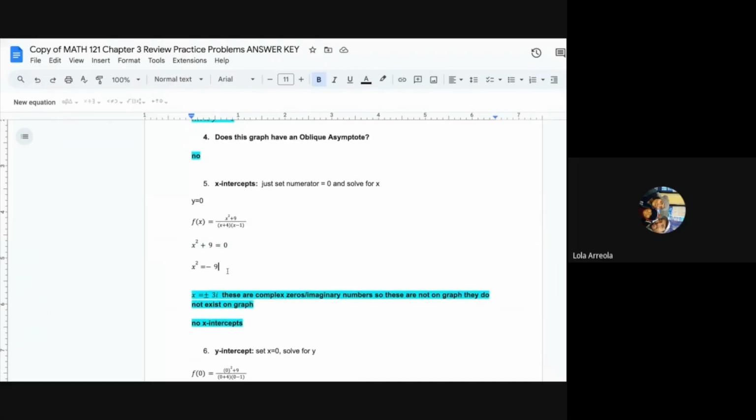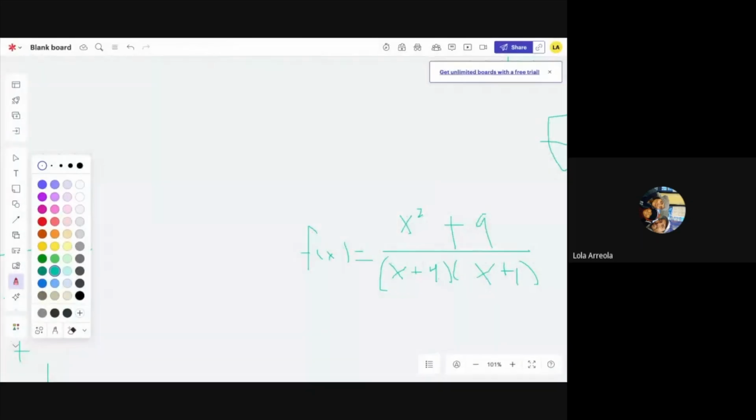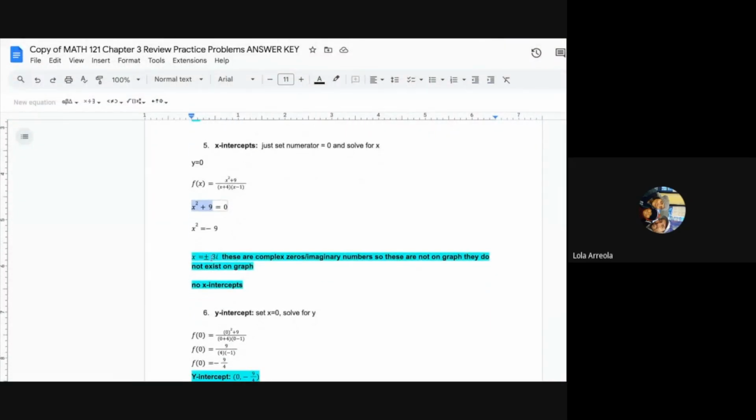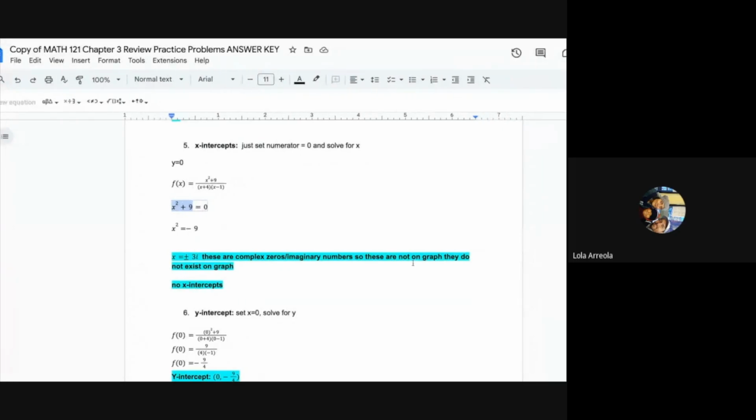So now I have x squared is equal to -9. Whenever I have x squared plus 9, remember, this is another classic scenario of x squared plus a. Whenever I have plus a, then when I use the square root method, I have plus and minus the square root of a times i, an imaginary number. So because my solutions for x are both imaginary numbers, they are not on my graph.